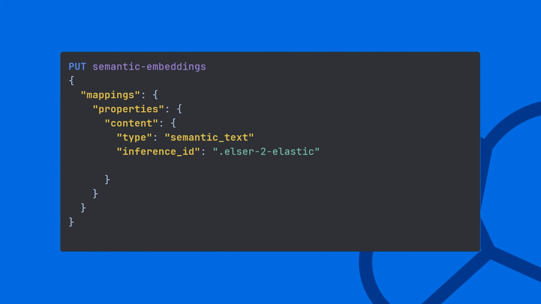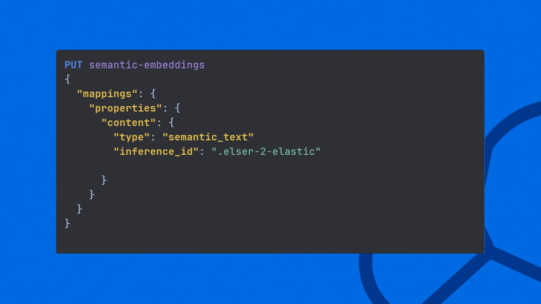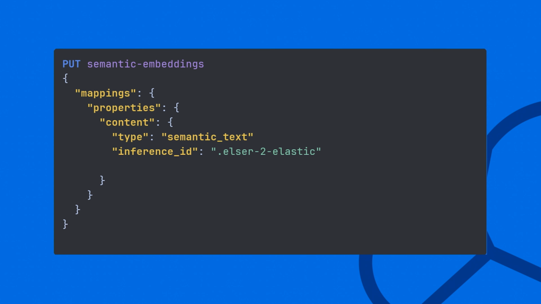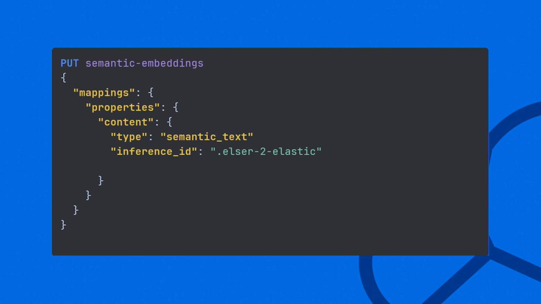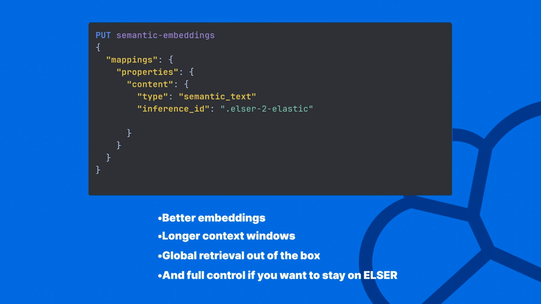If you want to keep using ELSER, you definitely still can. Just explicitly set the inference ID in your field mappings when you create an index. And one important note here, if you already have an index using ELSER and you decide you want to switch it out to use Jina, that's not something you can do in place. You'll need to re-index and re-embed your data since the embeddings themselves are completely different. So this update makes multilingual semantic search the default developer experience in Elasticsearch. Better embeddings, longer context windows, and global retrieval right out of the box. And full control if you want to stay on ELSER.